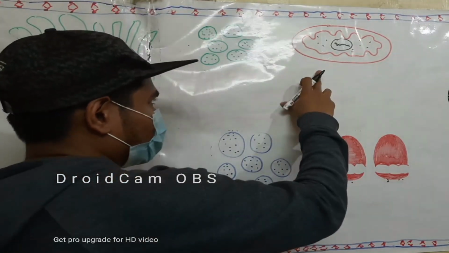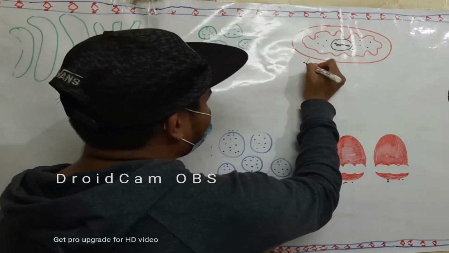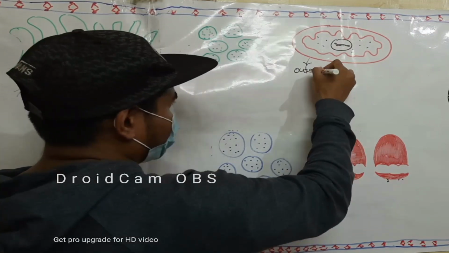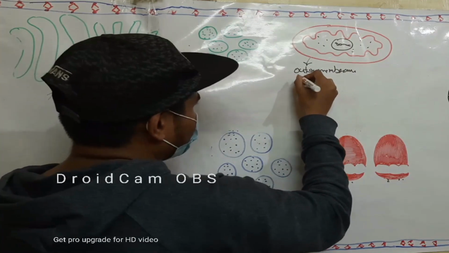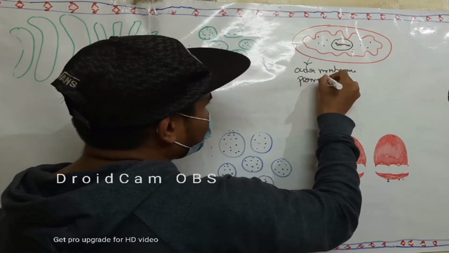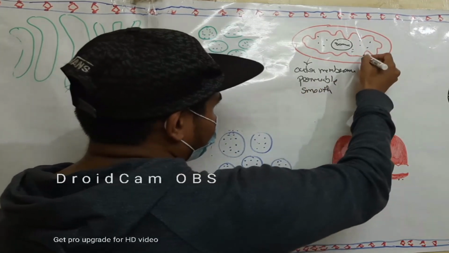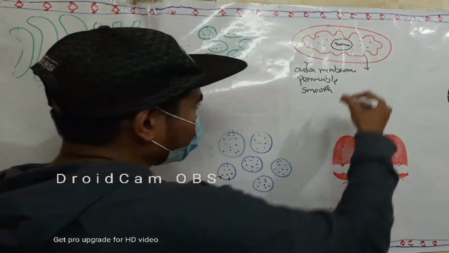This structure here is known as the mitochondria. It consists of a double membrane. This is the outer membrane. The outer membrane is highly permeable and very smooth. It contains the inner membrane, which has a lot of infolding. These are known as cristae.